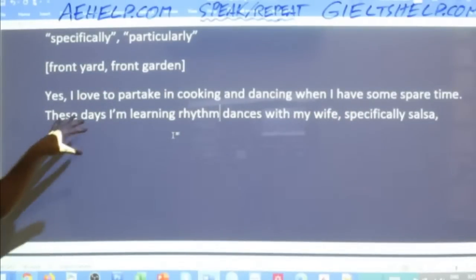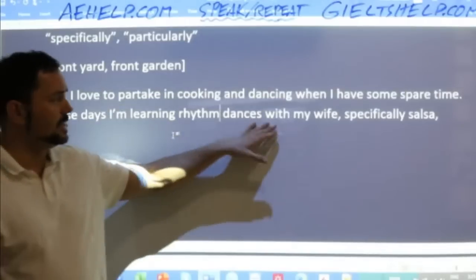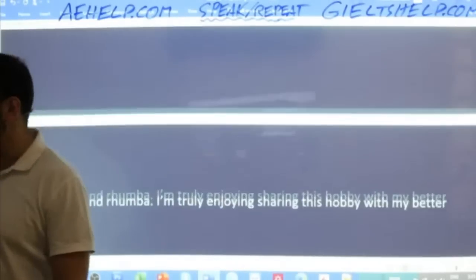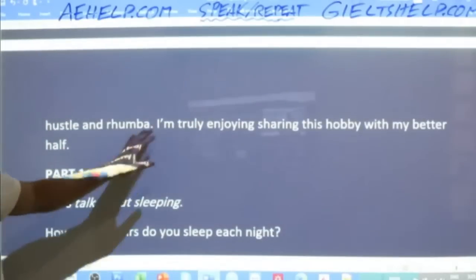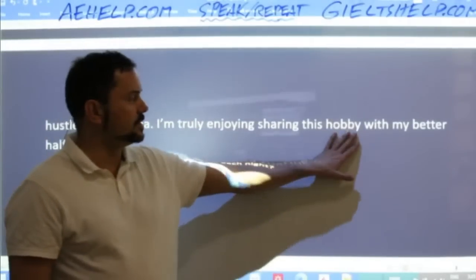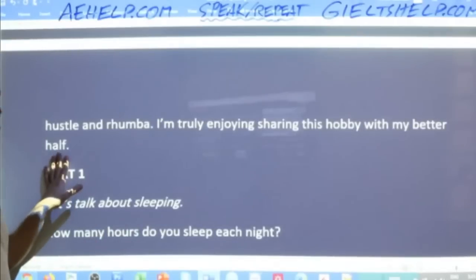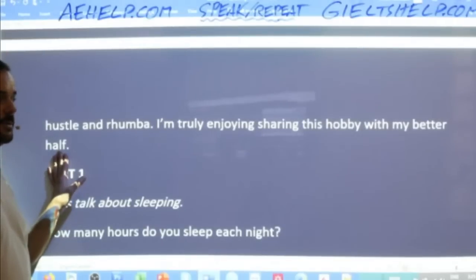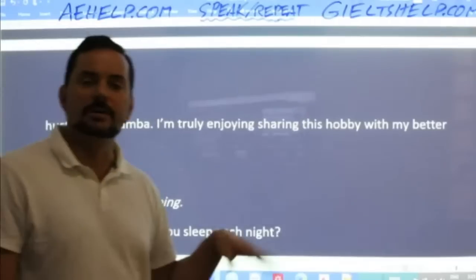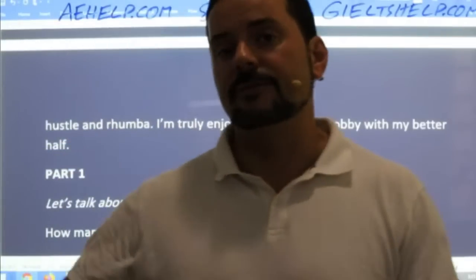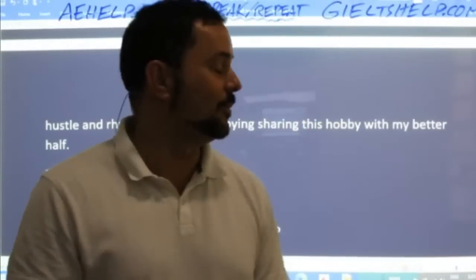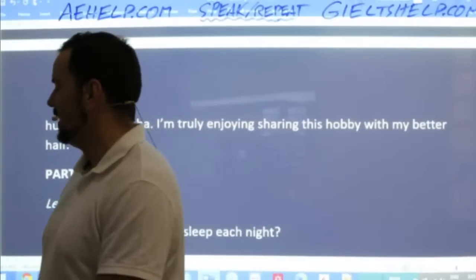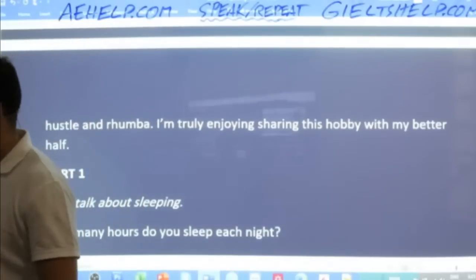And then I go into a little bit of detail. So these days I'm learning rhythm dances with my wife, specifically, just like I said, those smooth flowing examples: salsa, hustle, and rumba. I'm truly enjoying sharing this hobby with my better half. Better half is an interesting way, an idiomatic expression to refer to our partners, so your wife or your husband. One kind of funny way that we refer to our other half is our better half, meaning that they tend to be better than us at times.